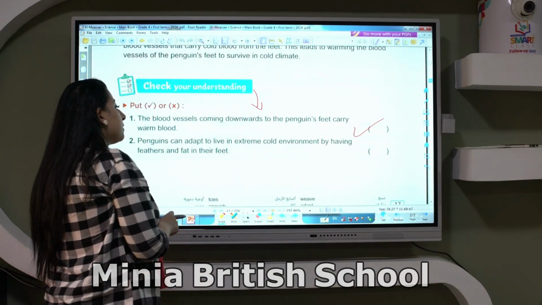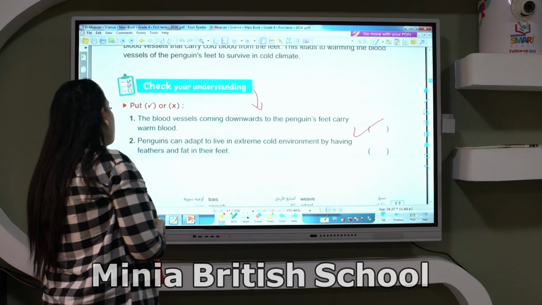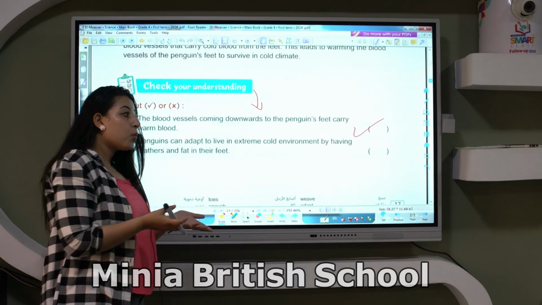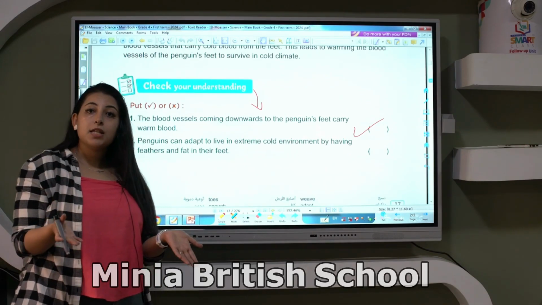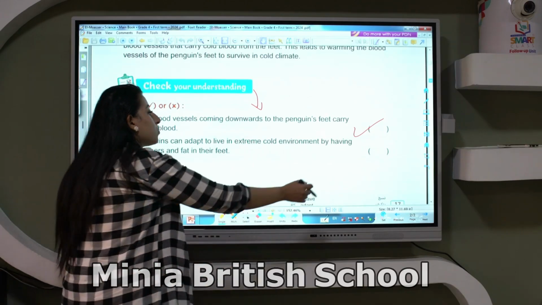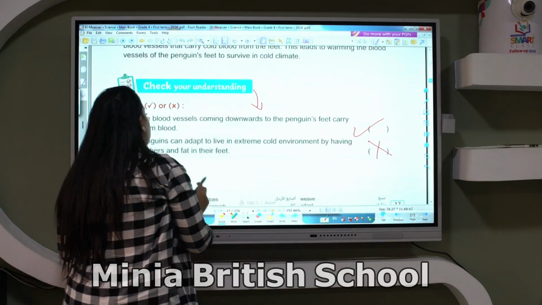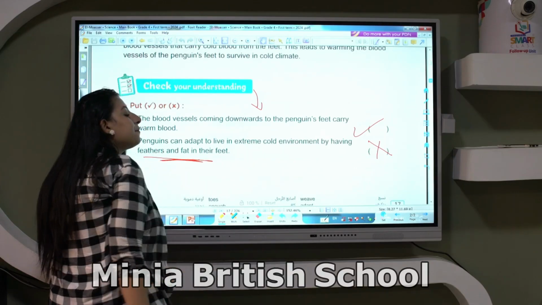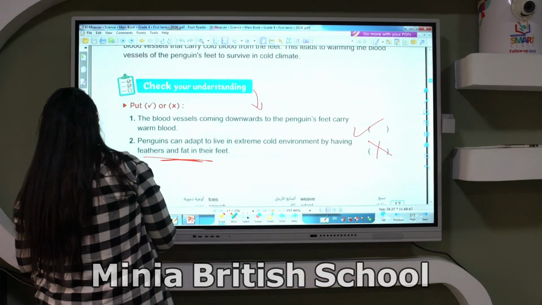Penguins can adapt to live in extreme cold environment by having feathers and fat in their feet. We said penguins' feet don't have feathers or any fatty layer, right? So it will be false because they don't have feathers or any fatty layer in their feet. Okay.